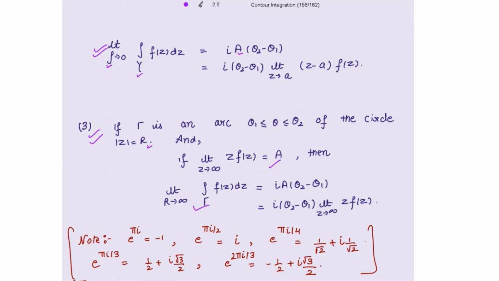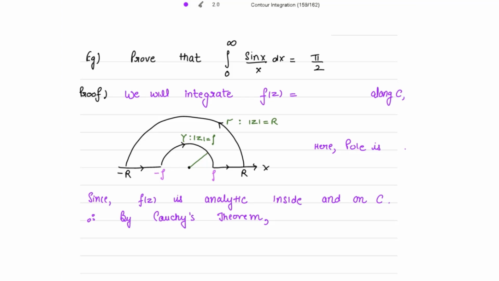And here are some notes. e to the power pi iota is negative 1, e to the power pi iota by 2 is iota, e to the power pi iota by 4 is 1 by root 2 plus iota times 1 by root 2. e to the power pi iota by 3 is 1 by 2 plus iota root 3 by 2. e to the power 2 pi iota by 3 is negative half plus iota root 3 by 2. You can apply Euler's formula and get all these results. So these are just small notes, and now we are going to start the exercise.